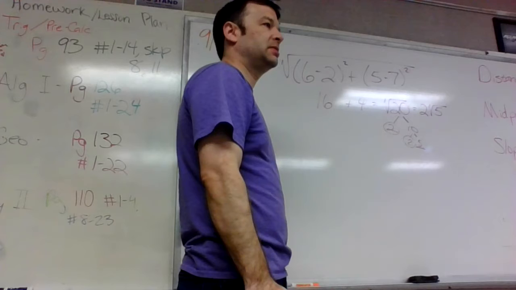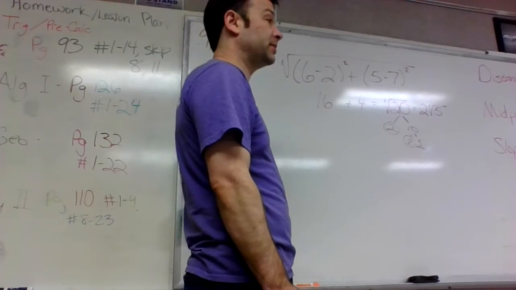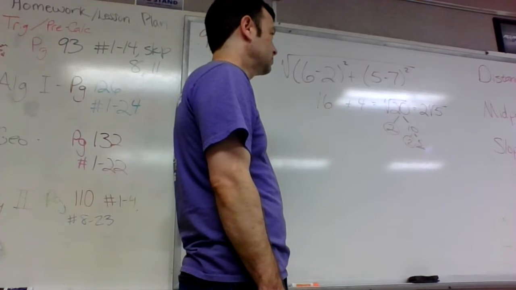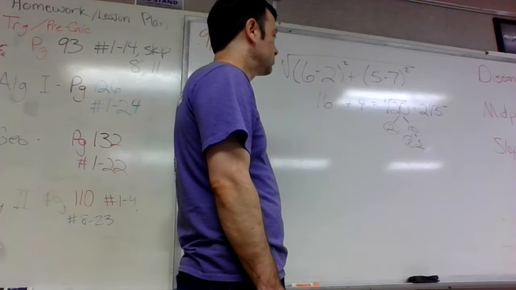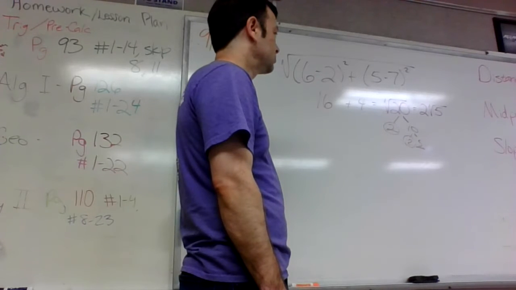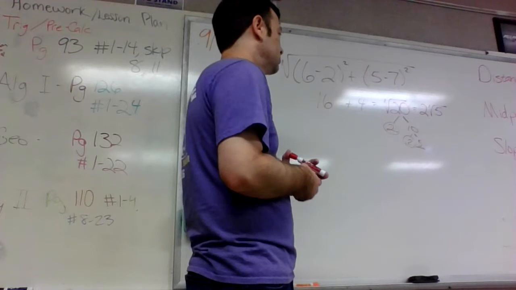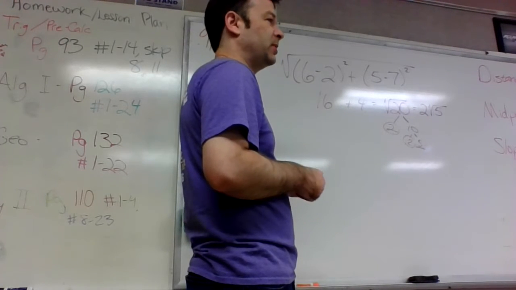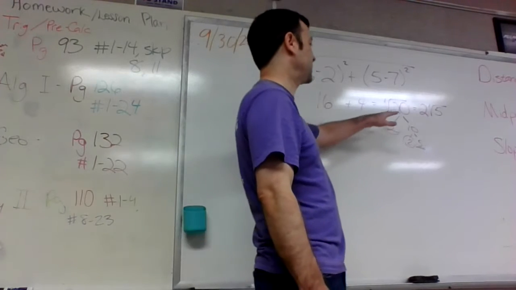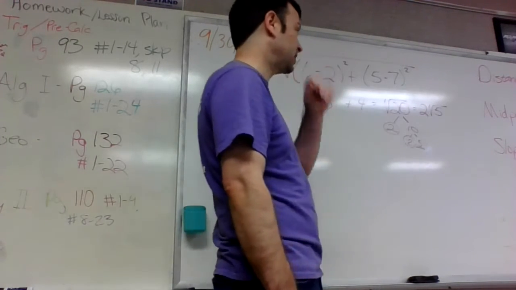Some calculators can do it automatically. That is a decimal. Like the square root of 25 is 5, so this is probably worth about 4.3, 4.4, somewhere between there.